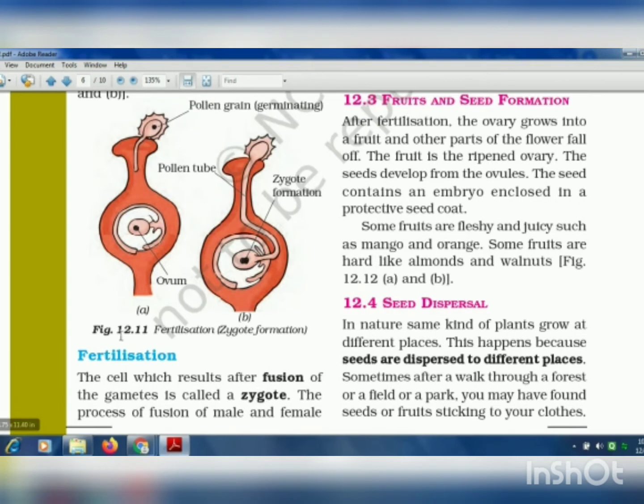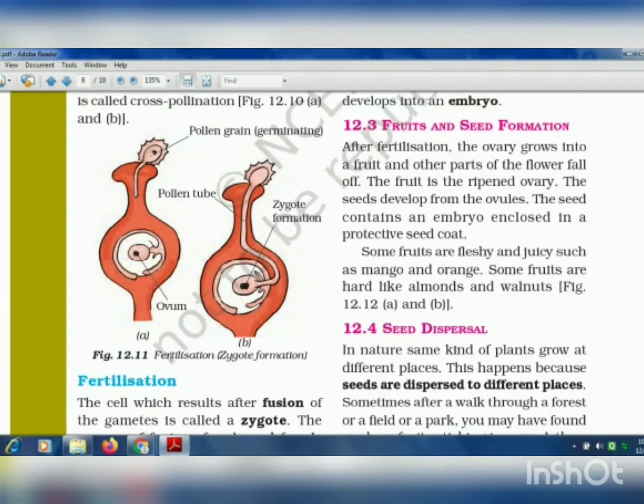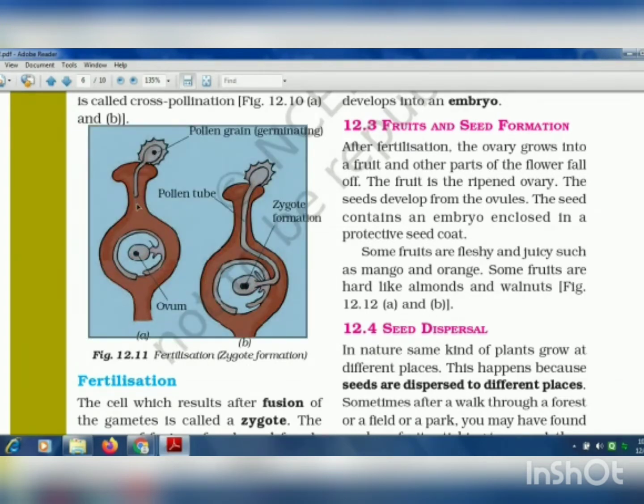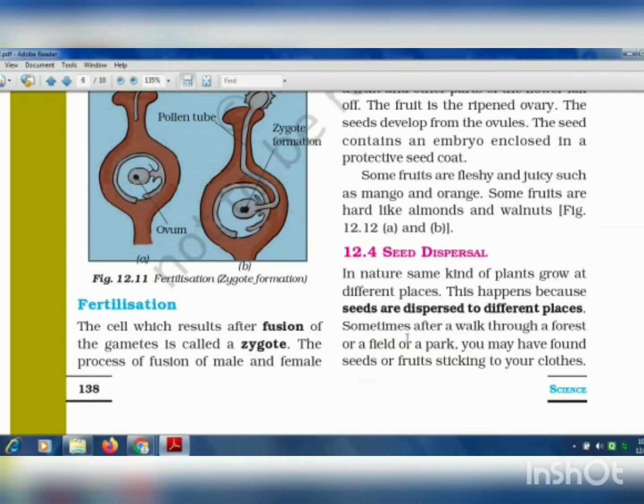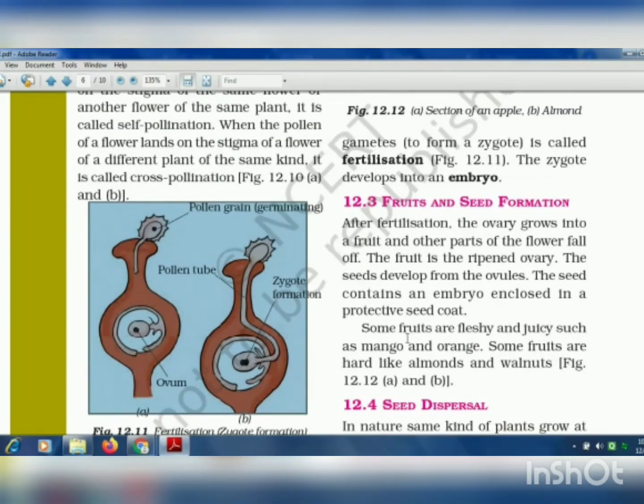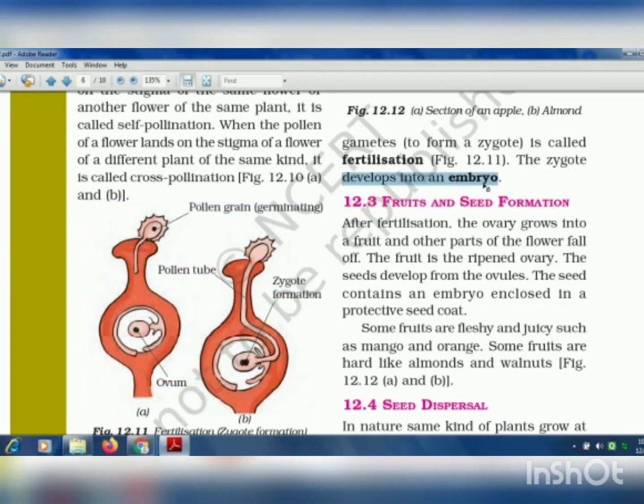Okay. So in this figure 12.11, you can see that when a pollen grain comes and sits on this stigma of the pistil, a pollen tube starts developing from it, and that pollen tube gets attached to the ovule or the ovary, and so this is how the pollen grains male gamete gets transferred through the pollen tube to the female gamete, and then fertilization occurs and the zygote is formed. And when the zygote gets the nutrients that it requires, that zygote develops into an embryo.